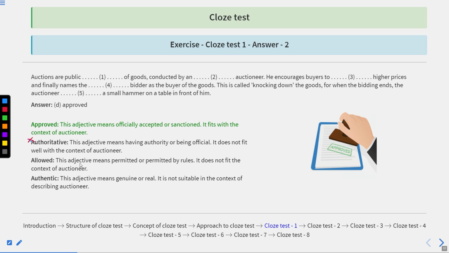Allowed is something which is permitted by rules. It again does not fit into the context of an auctioneer. He is allowed to actually conduct the auction, but out of these four options, approved is a better one, because allowed means that he is just allowed to take an auction, but it can be anybody who can be allowed to take an auction. But because we are saying it is conducted by a dash auctioneer, we want to say he is an approved auctioneer. Similarly, authentic. This adjective means genuine or real, and it is not suitable in the context of describing an auctioneer here.